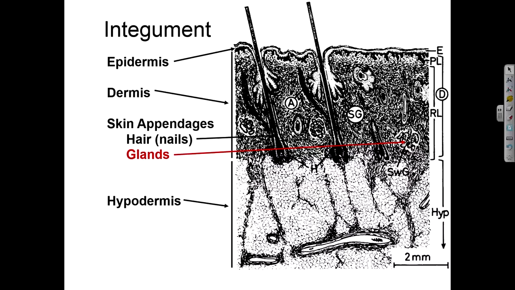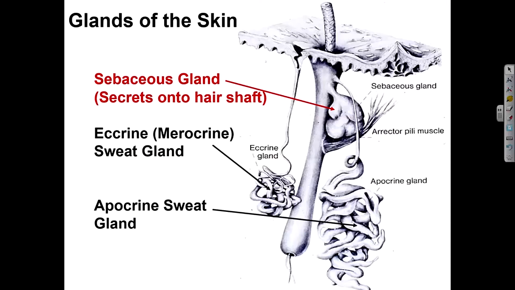Then I want to talk about glands of the integument. We see sweat glands and sebaceous glands in the integument. The first I want to talk about are sebaceous glands. These secrete onto the hair shaft, as shown here in red.